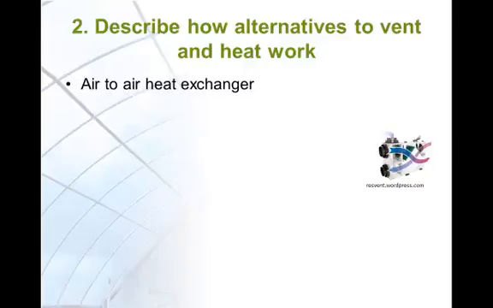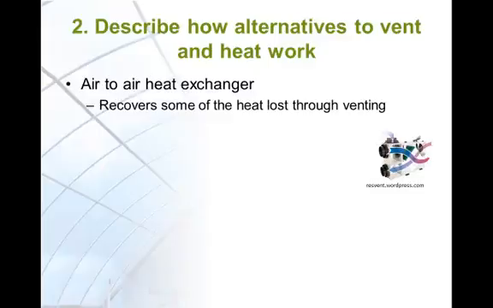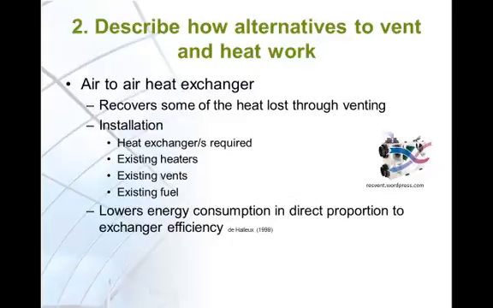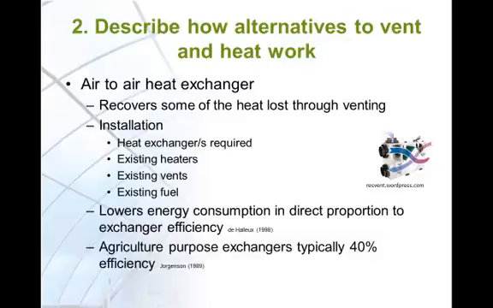An air-to-air heat exchanger can be added to a vent and heat system to recover some of the heat lost through venting. This method requires the installation of a heat exchanger but uses the existing heaters, vents, and fuel. Studies concluded that the addition of a heat exchanger to a vent and heat operation would lower energy consumption in direct proportion to the efficiency of the exchanger. Heat exchangers used in agriculture are typically 40% efficient.